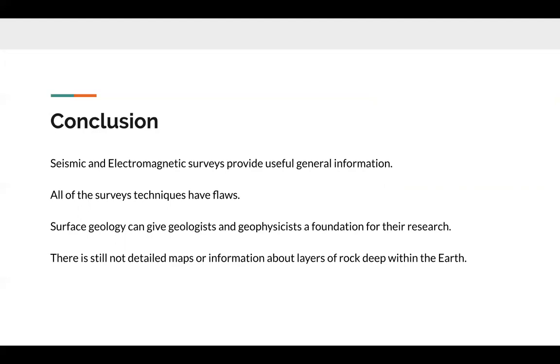Each case study we reviewed, we were able to use as a reference to the differing perspectives and findings on the assumed underlying geology. For instance, surface geology provided a good starting point for geologists and geophysicists to form their assumptions. However, instruments are not accurate enough to provide exact percentages of the composition of the crust and mantle or a detailed map of the layers of the rock deep beneath the earth.